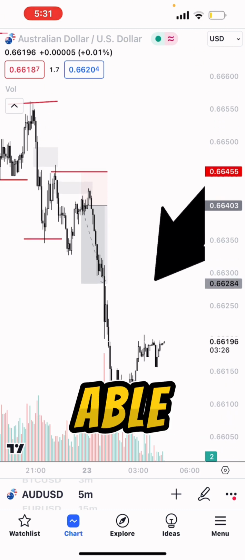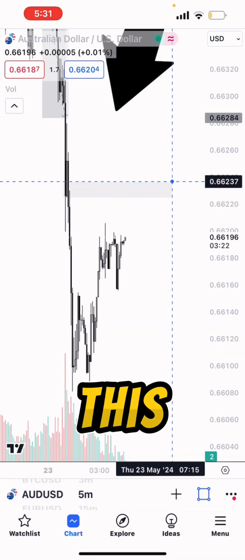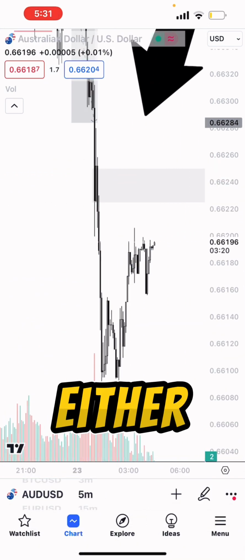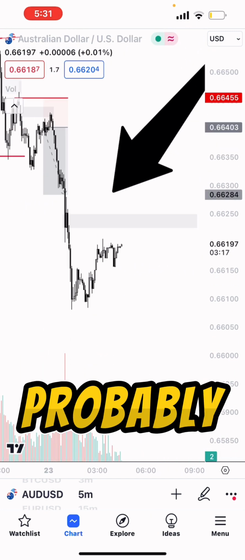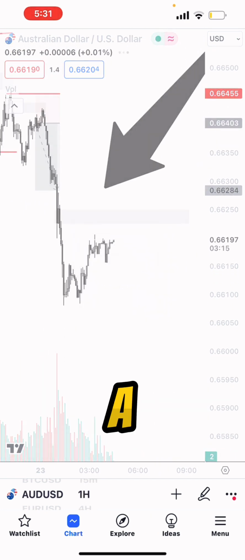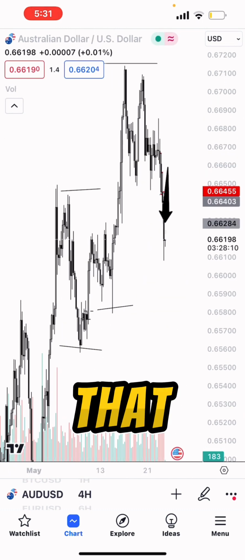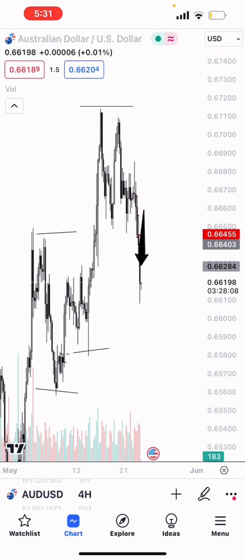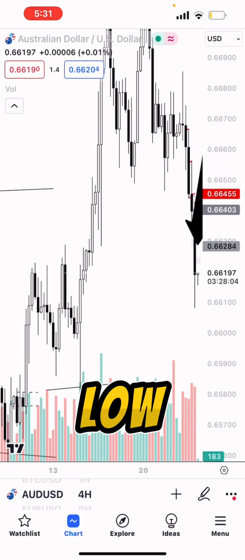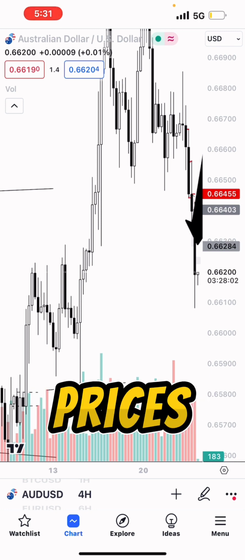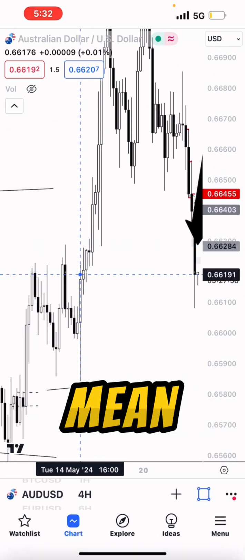And so I might be able to actually get into another trade right here, at this supply zone, that order block, or I'm probably not, because I saw a gap on the higher time frame get filled on Australian dollar. So what I mean by that is right here. And remember, when we're selling high, and when we're buying low, we sell at premium prices, which mean expensive prices, and we buy at discount prices, which mean cheap prices.